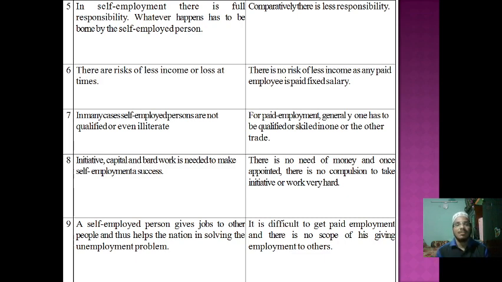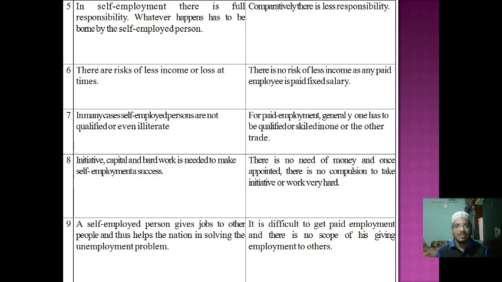There are risks of less income or loss at times. Here I have risks of less income. If sometimes the income is less or there are losses, that comes under entrepreneurial self-employment. There is no risk here for the manager, because he has a fixed salary.